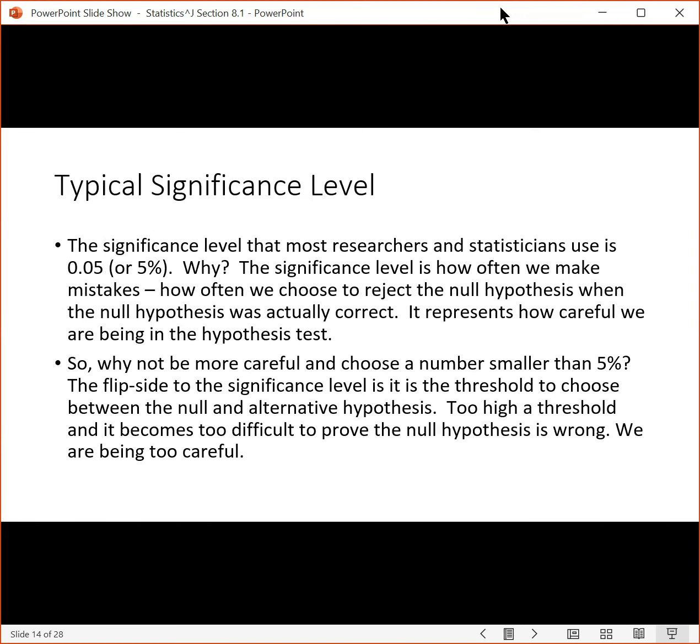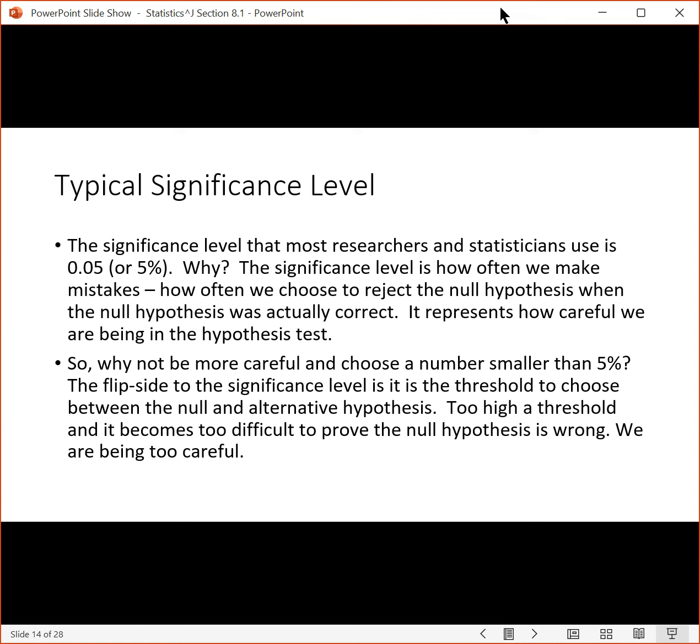Okay, so let's talk about typical significance levels, and I can provide more background that will maybe flesh it out and make a little more sense. The significance level that most researchers and statisticians use is 5%. Why? The significance level is how often we make mistakes. It's how often we choose to reject the null hypothesis when the null hypothesis was actually correct. It represents how careful we are being in the hypothesis test.